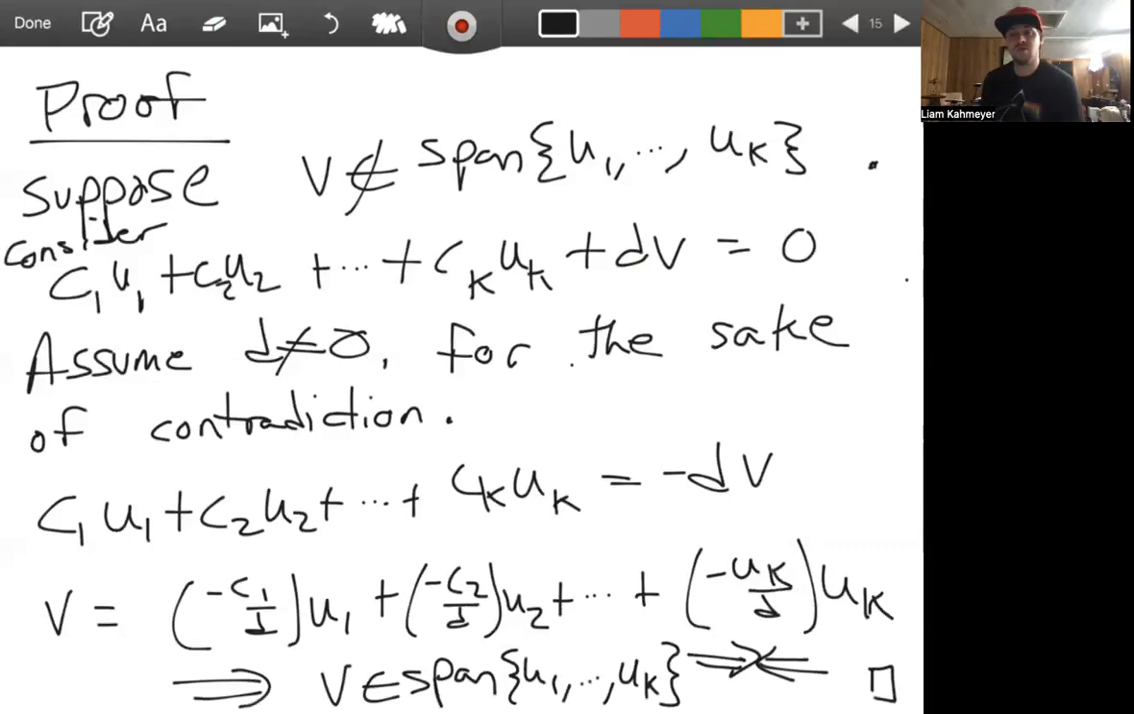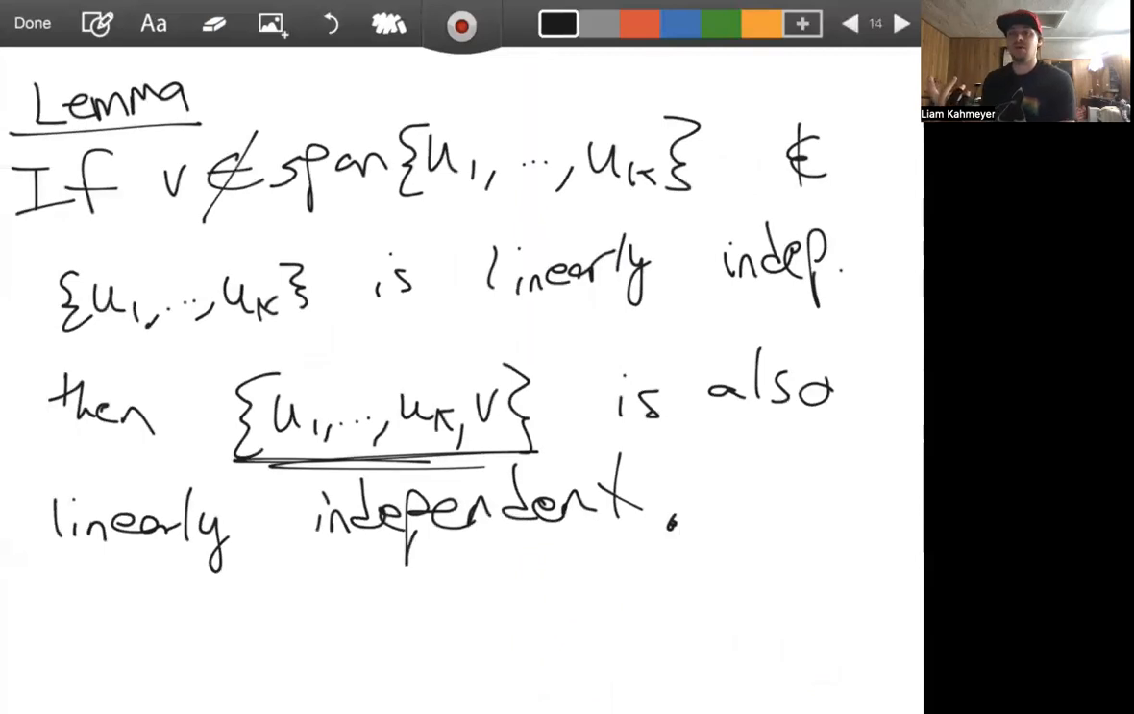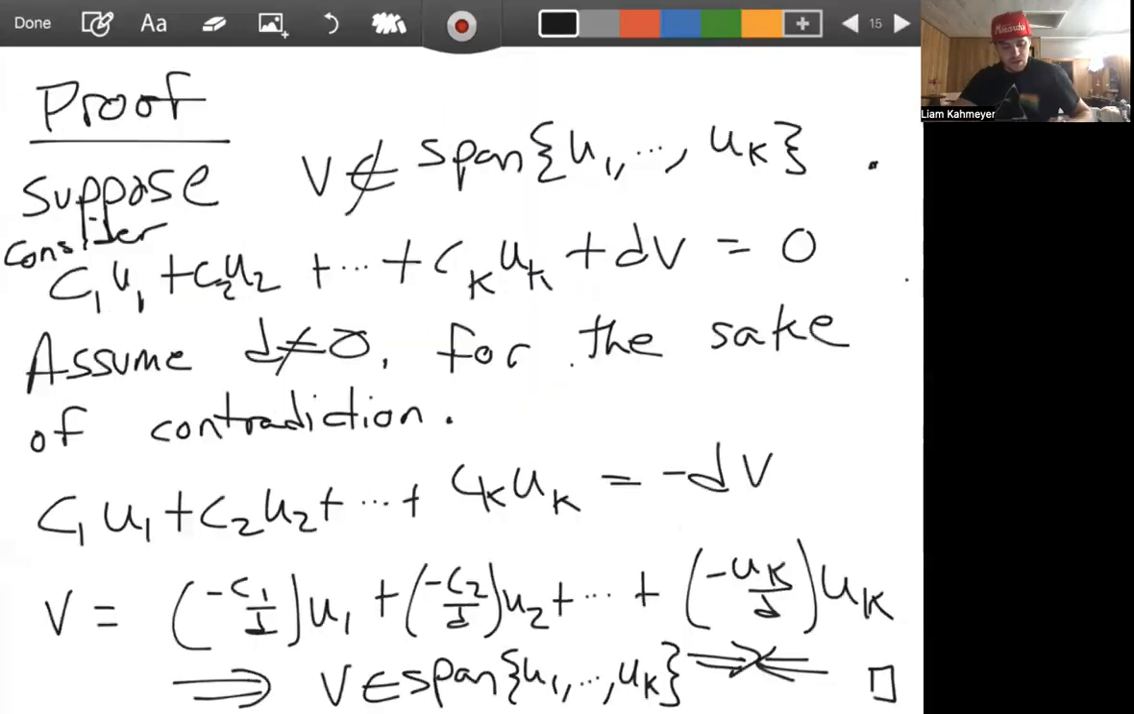And since we have a contradiction, that means we do not have that the set u1 through uk, v is linearly dependent, therefore it must be linearly independent. So end of proof, right? Great. Let's wrap this up with an example here.